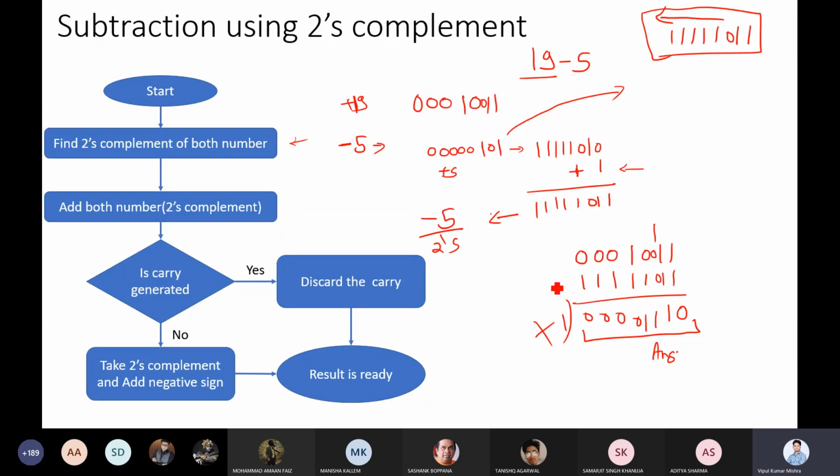So means ultimately whenever you are doing subtraction using 2's complement, you are saving one extra addition whenever your first number is bigger than the second. Getting everyone? Any doubt on this? Anyone, any doubt? Sir, how to take directly to 2's complement?